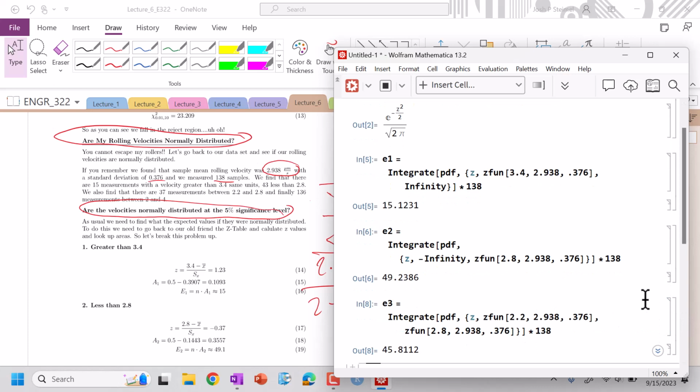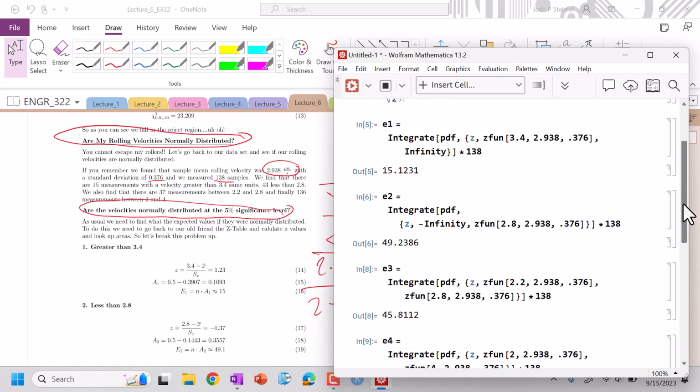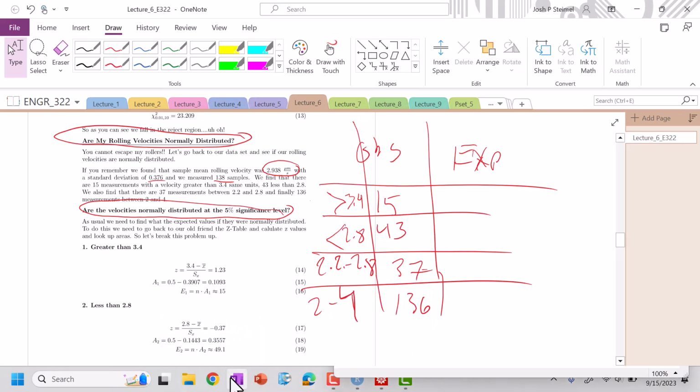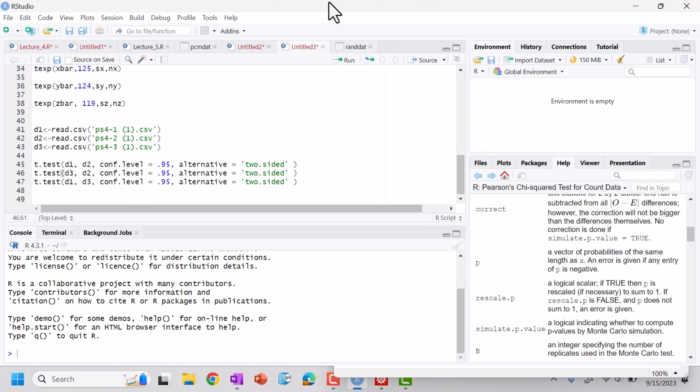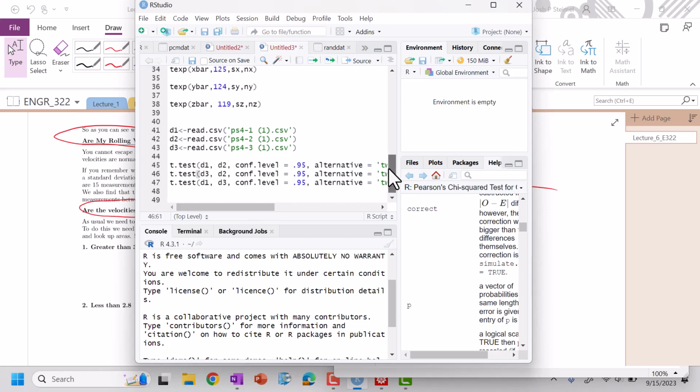And then finally, the last expected value, E4 here, is from 2 to 4. There we go. So, those are our expected values here. Now we can start to set it up and solve in R. So, let's go ahead and start to solve. Let's pull up R and get some of these values going here.